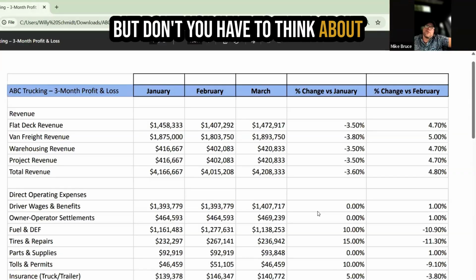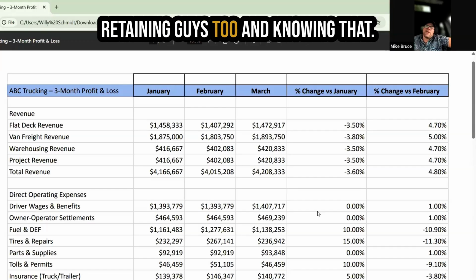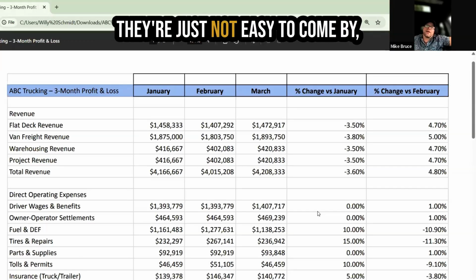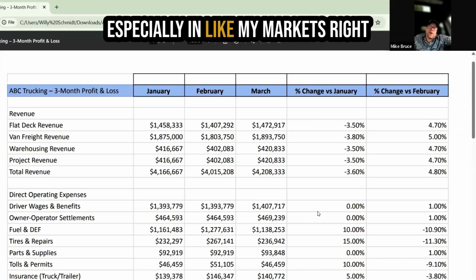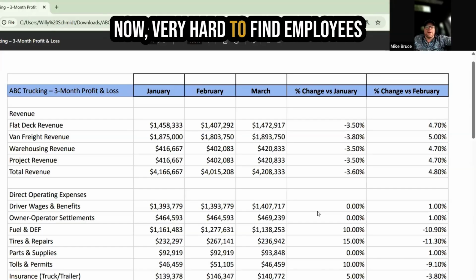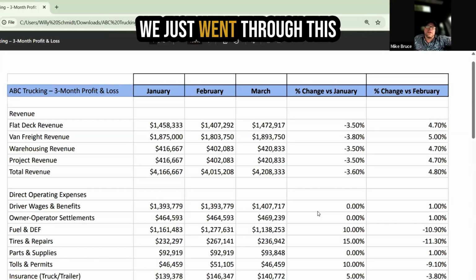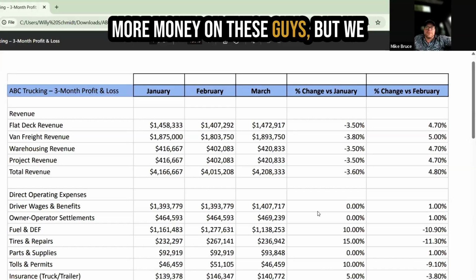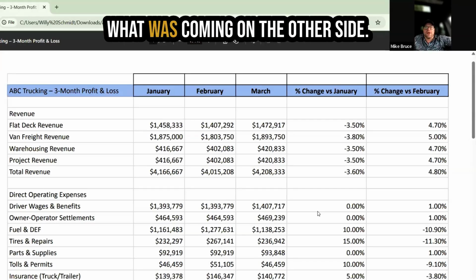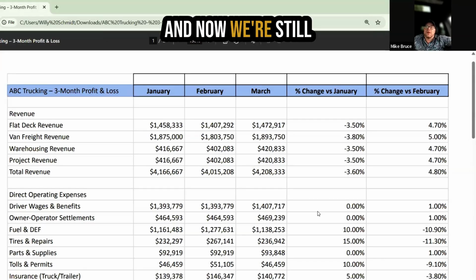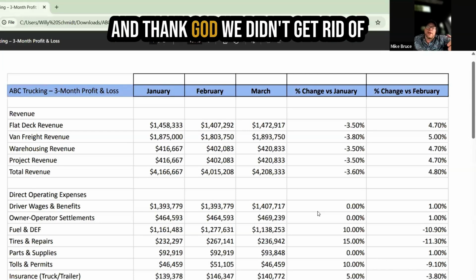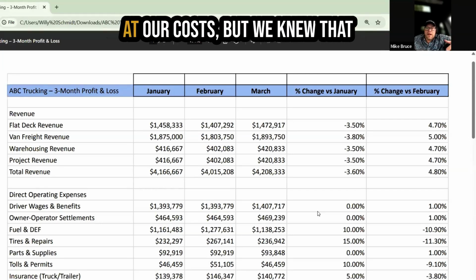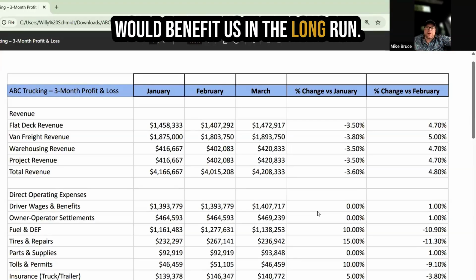But don't you have to think about retaining guys too, and knowing that they're just not easy to come by, especially in my markets right now? Very hard to find employees, and we know when we have dips. We just went through this the past 3 months. We knew we were going to go into a dip. We knew we were going to spend more money on these guys, but we had to retain them because we knew what was coming on the other side. And now we're still looking for more guys. Thank God we didn't get rid of these guys and we retained them at our cost, but we knew that would benefit us in the long run.